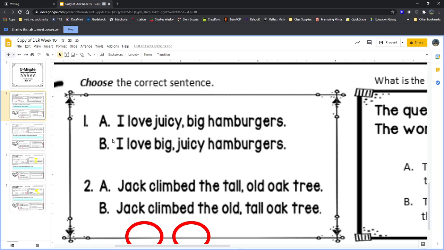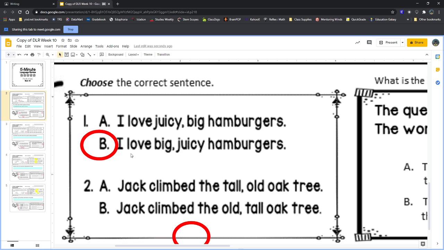Who can tell me which answer choice you think has the correct version? Kylie, what do you think? A or B? Is it juicy big hamburgers or big juicy hamburgers? B. It is big juicy hamburgers. We put the size in front of the, I guess this would be like a texture kind of. It's the way it feels in your mouth. It's juicy. It's not dry and crumbly.